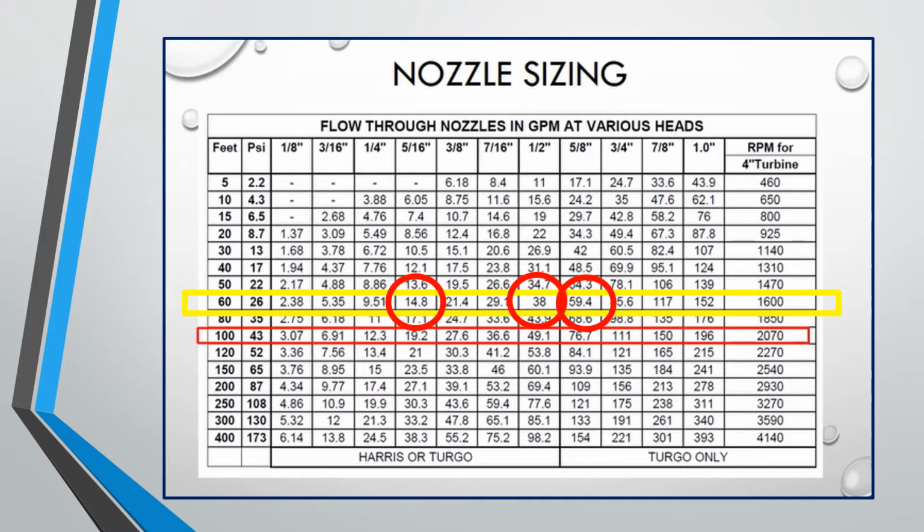So I added up 14.8, 59.4, and 2 times 38. And that came out to be 150.2 gallons per minute. So that's how I know that I can use one 5/16 inch nozzle, 2 1/2-inch nozzles, and one 5/8 inch nozzle to come out to my desired flow.